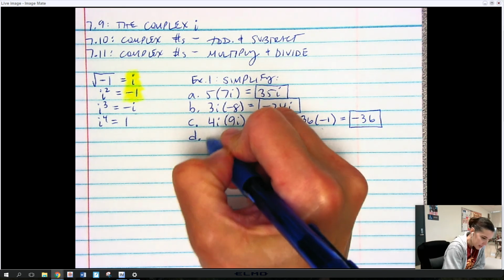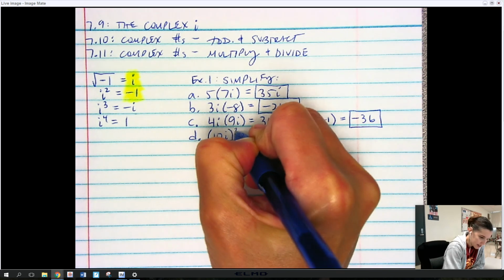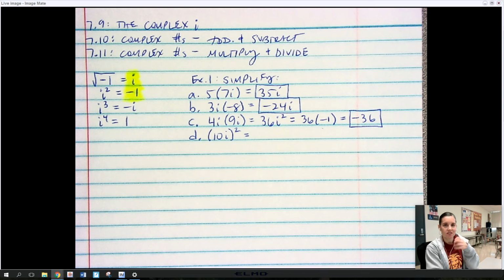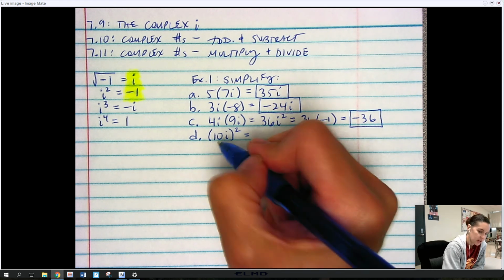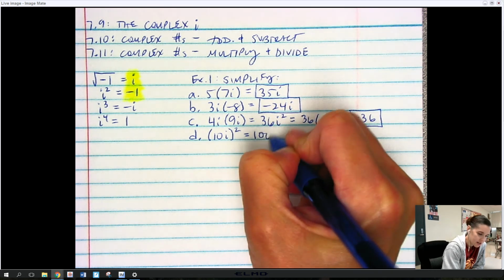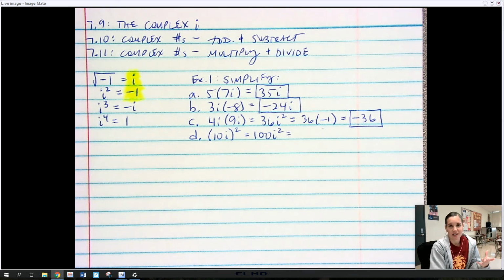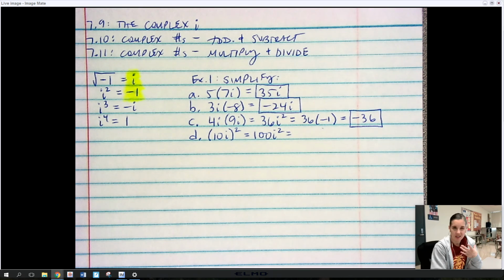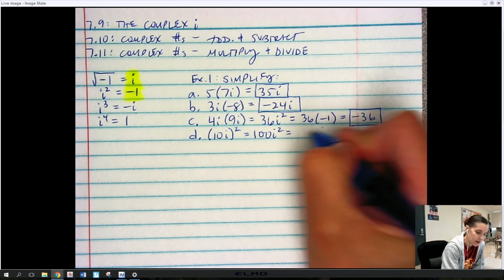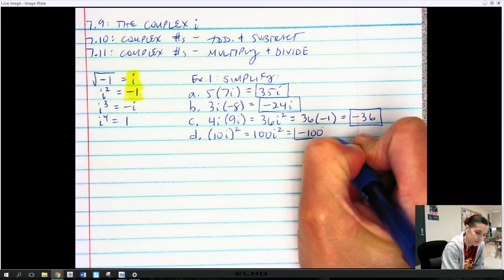Part D. Say I were to give you a 10i squared. Since we've got 2 factors inside, we got to make sure we square them both. So we've got a 10 squared, which is 100, and then we also have the i squared. So again, put your i squared as a -1 or think of it as an opposite. I'm going to think of it as an opposite in this case. So that would be a -100.